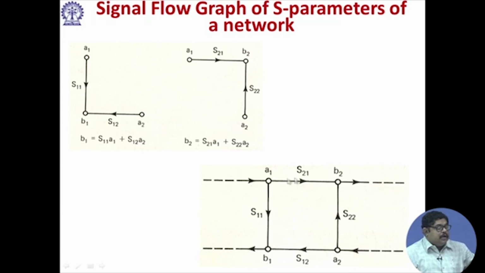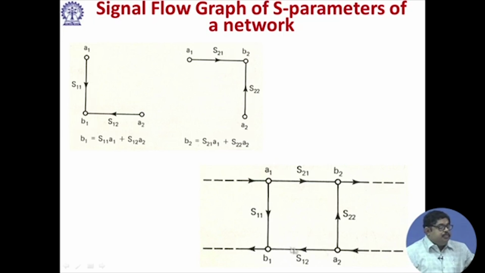So, from A1 to B2 what is going is S21, A1 to B1 what is coming is S11. Similarly, from A2 to B2 what you are getting is S22, and A2 to B1 whatever you are getting here is S12. So, a two port can be represented in a signal flow graph with its S parameters as this.